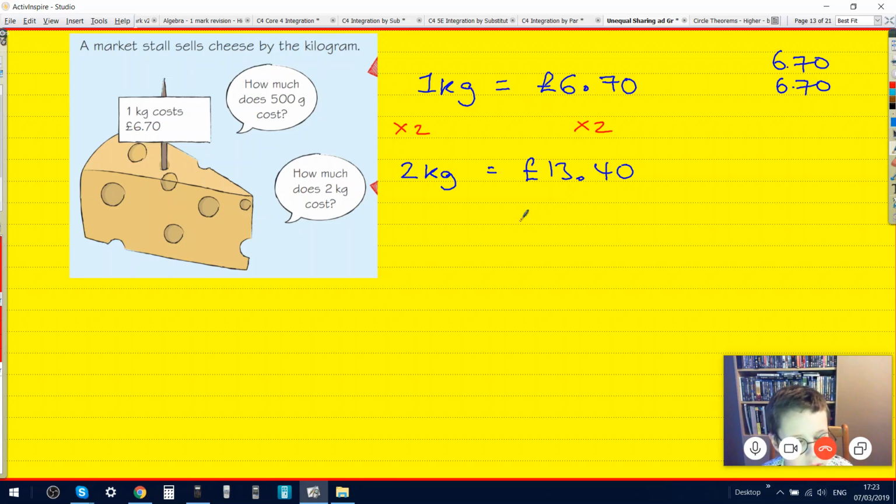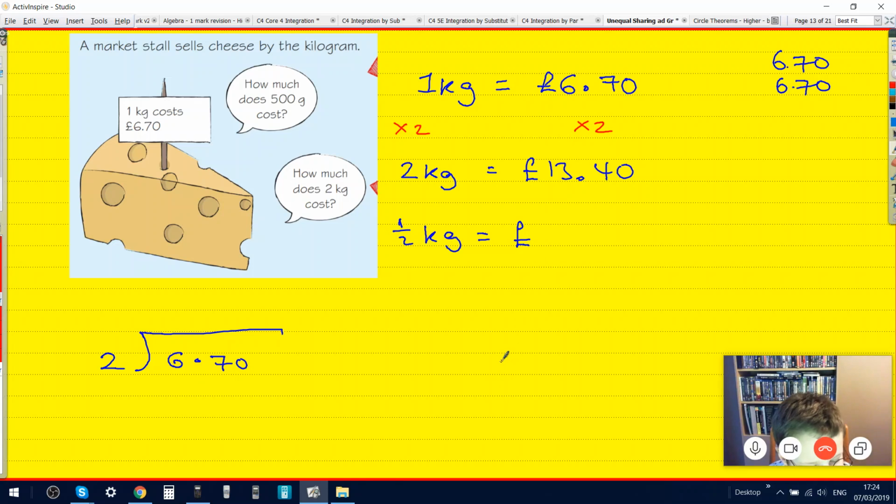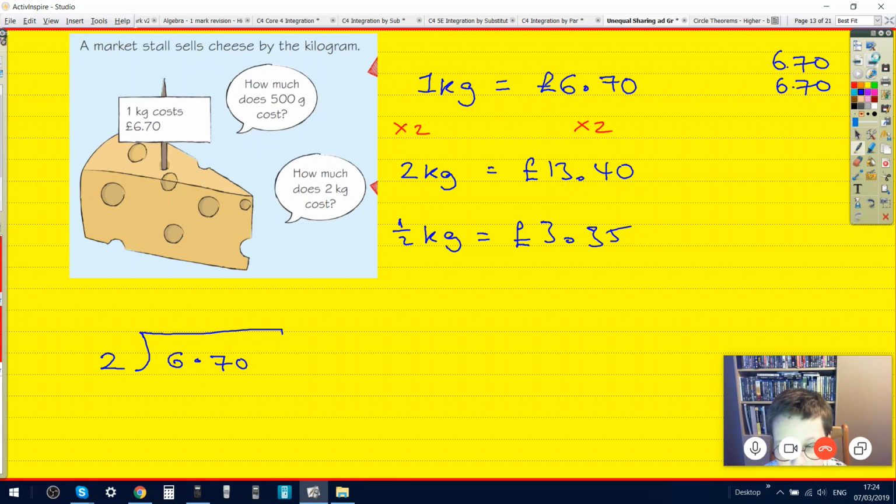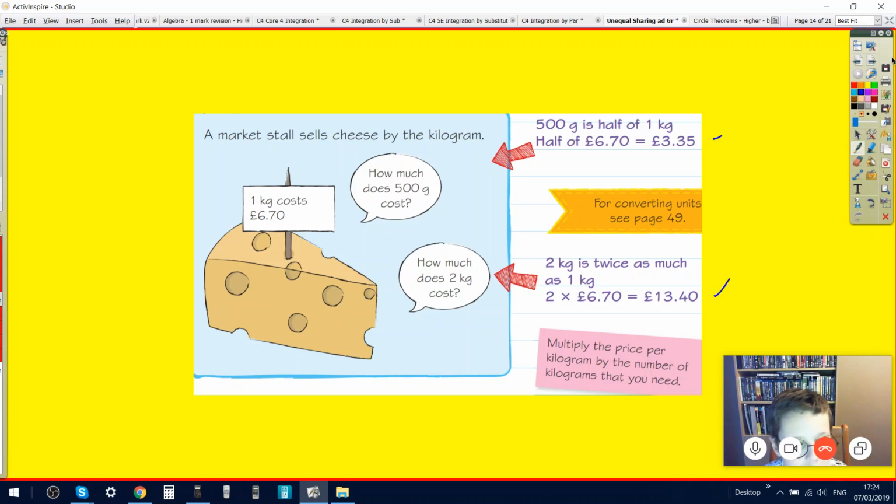And to work out the price of 500 grams, I think we need to halve £6.70. Yep. And so half of £6.70 is 3 and 35. Yes. Any questions there? Nope, I don't have any. Okay. £13.40, £3.35.